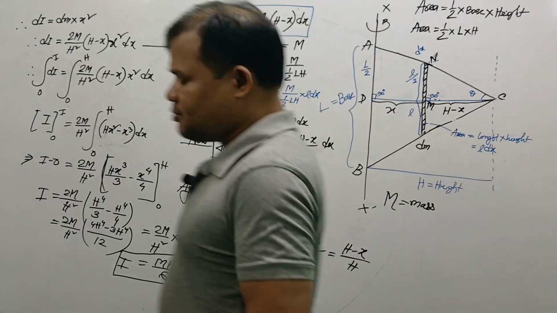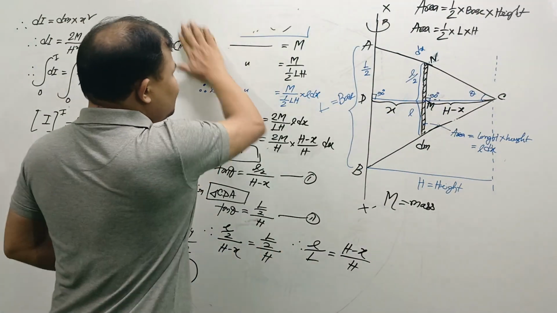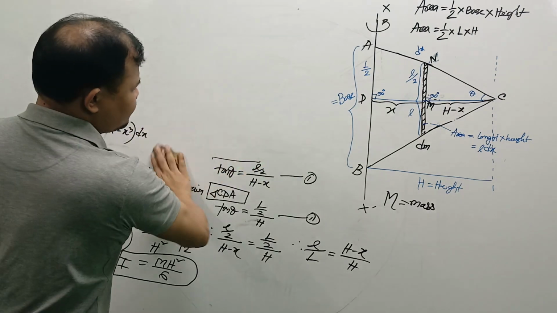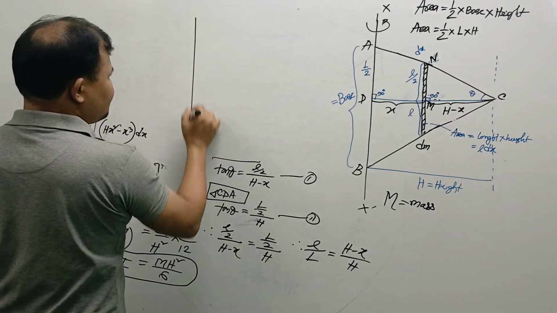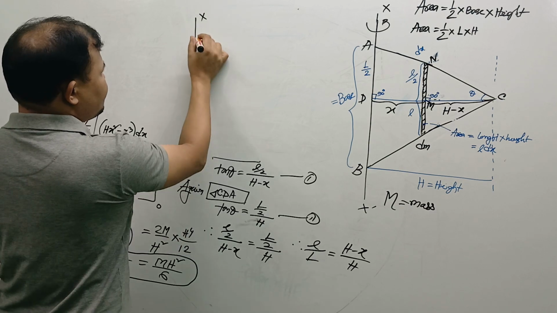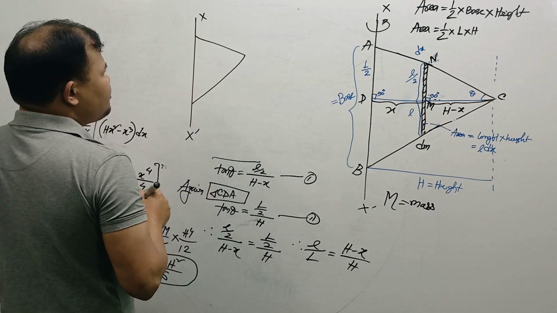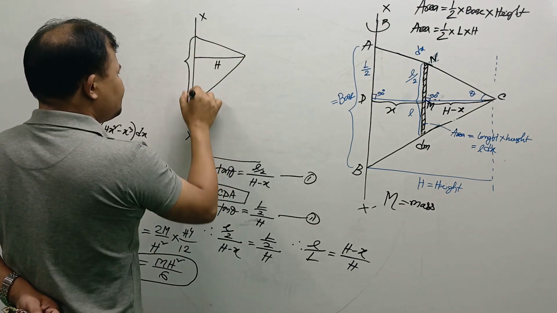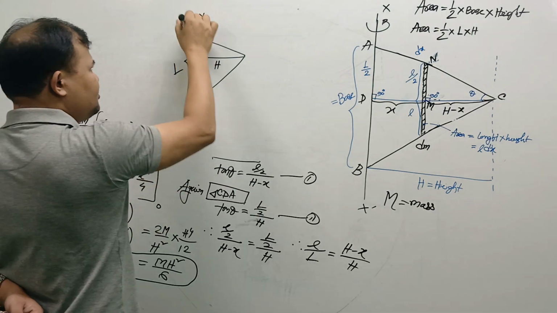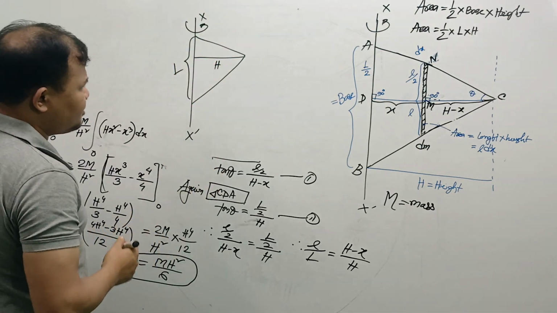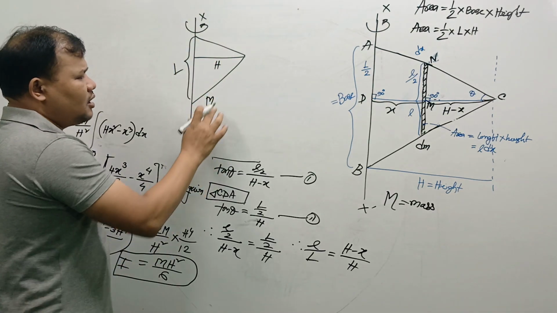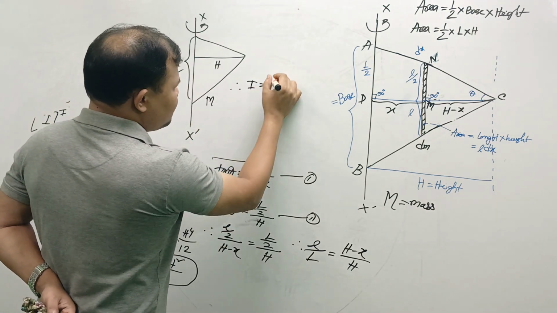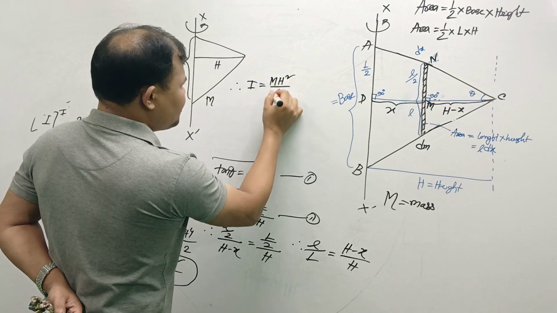Now we just describe what is actually happening here. If this is a rotational axis x prime, and if this is a triangle, and if this is the height of the triangle and this is the base of the triangle, and this triangle rotates around the x prime axis, suppose the mass of the triangle is m. So in this case the moment of inertia will be I is equal to m h square divided by 6.